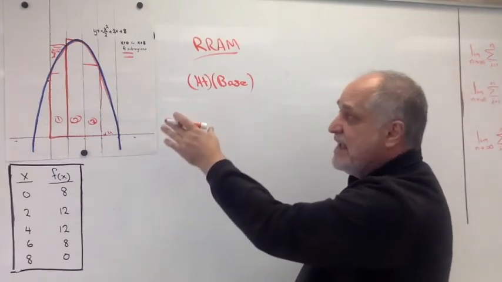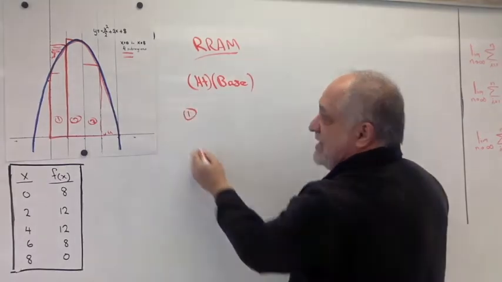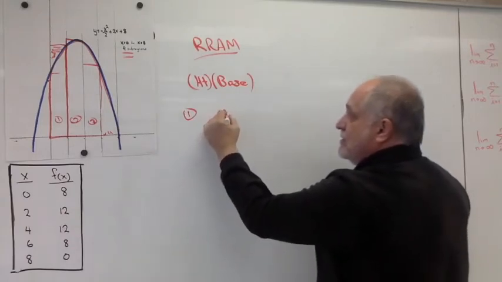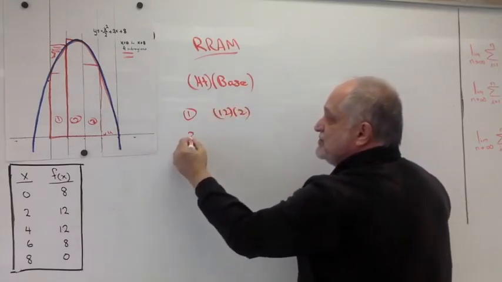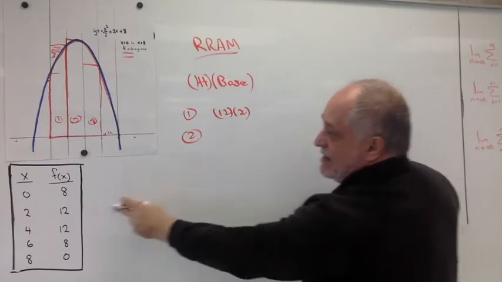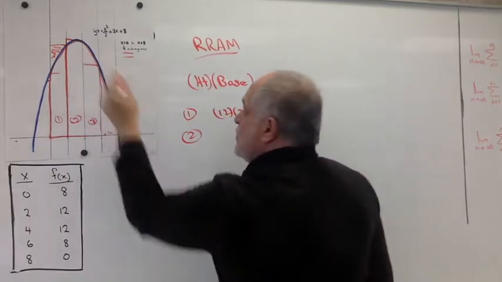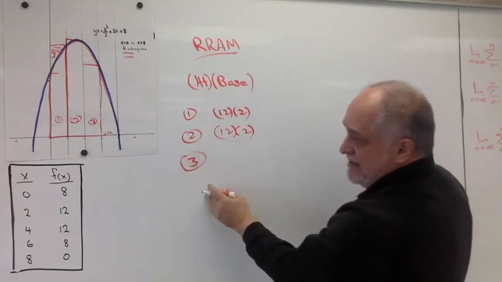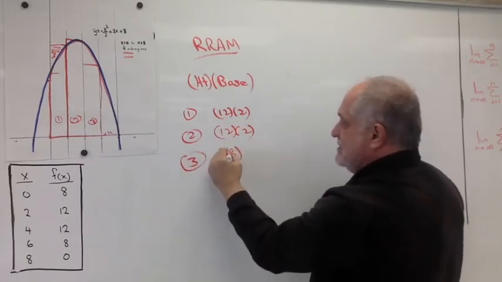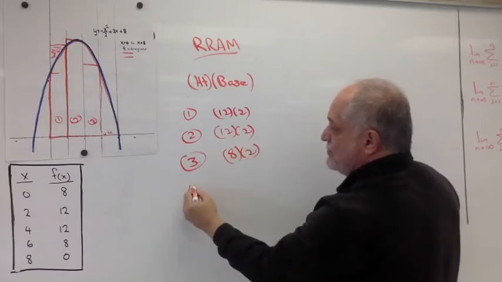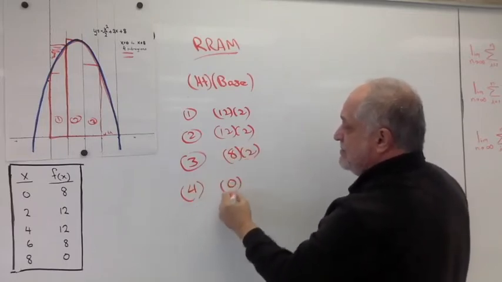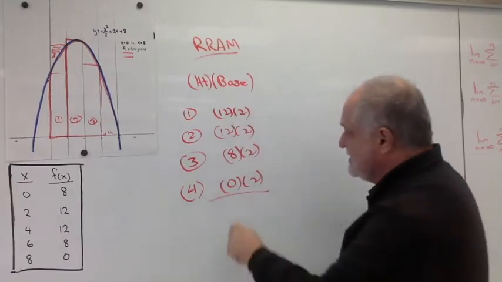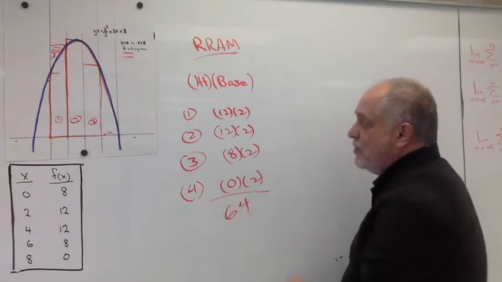So a right rectangular approximation. Our first area would be a height of 12 times 2. Our second region would also be a height of 12 times 2. Our third region would be a height of 8 times 2. And our fourth region would be a height of 0 times 2. And if you sum those up, you're going to get a right rectangular approximation. I got 64.